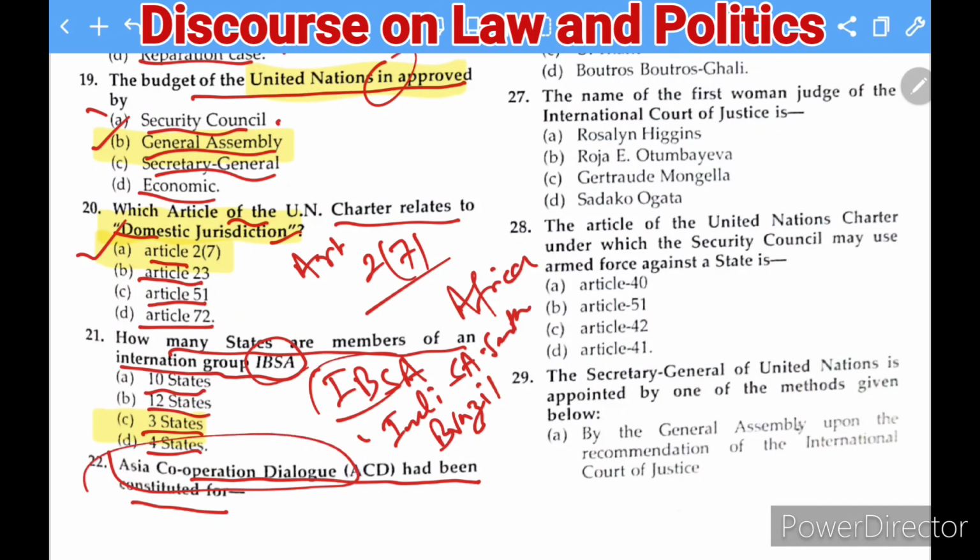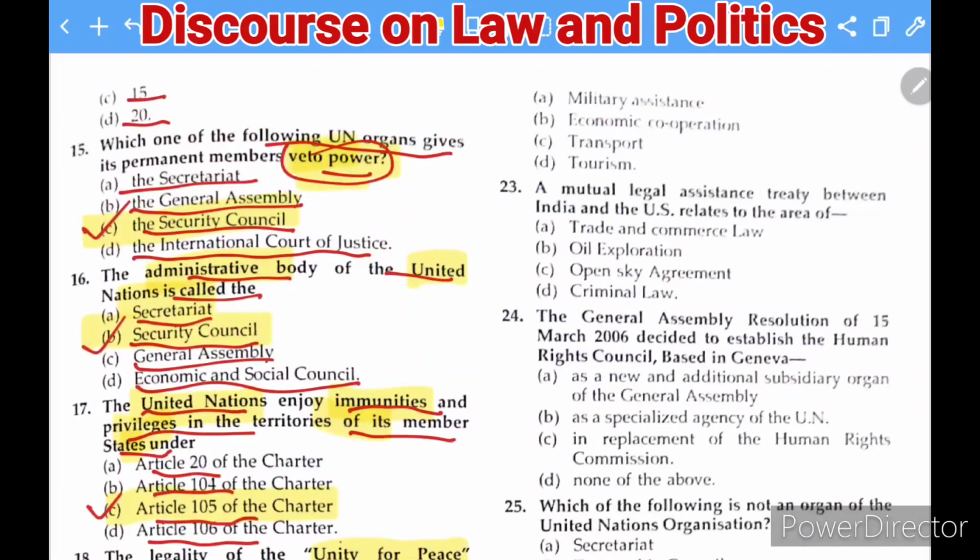Next question: the Asia Cooperation Dialogue, ACD, had been constituted for what? What is the purpose of this dialogue? The options given here are military assistance, economic cooperation, transport, tourism. Which is the right answer? Give your answer here. The right answer of this question is tourism. Next question: a mutual legal assistance treaty between India and the US relates to the area of.